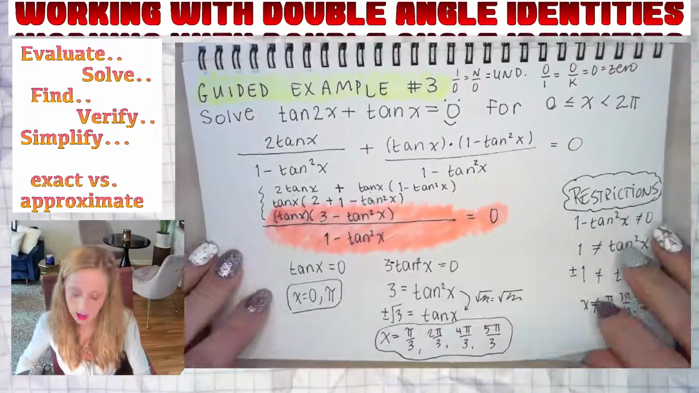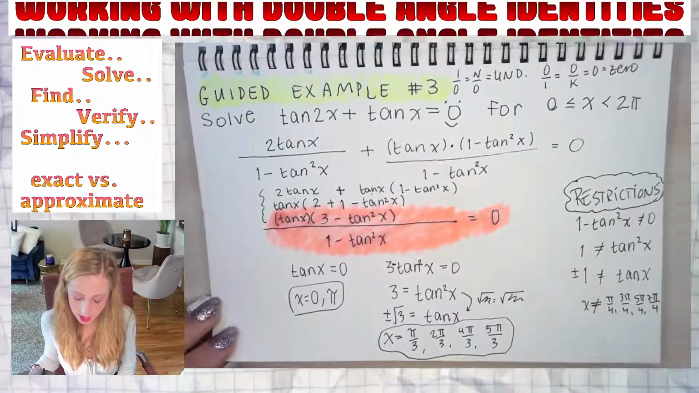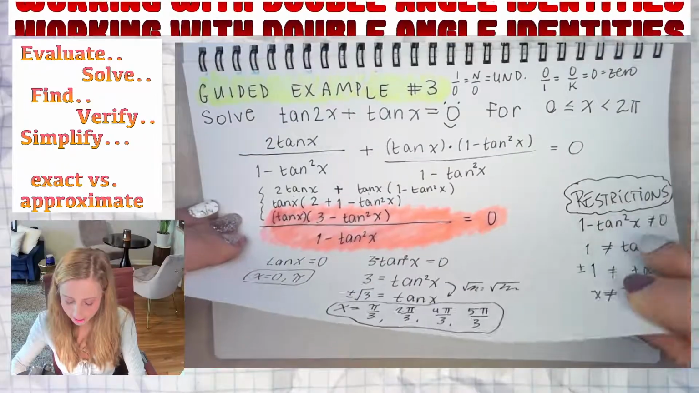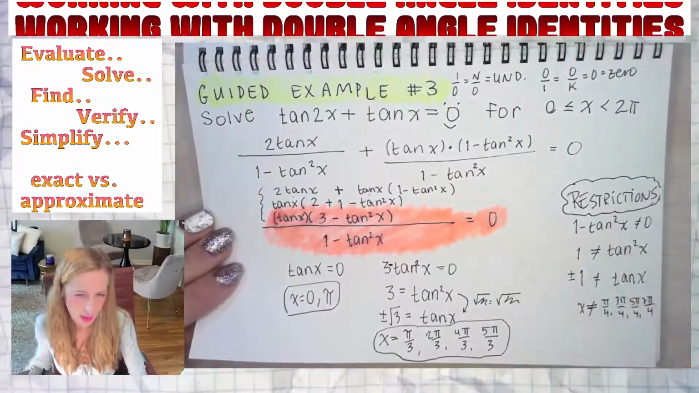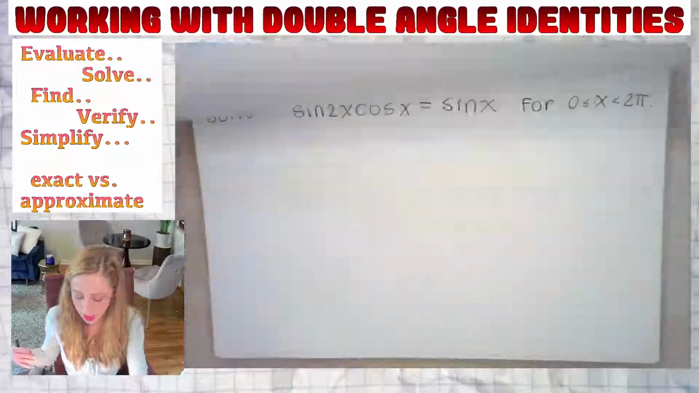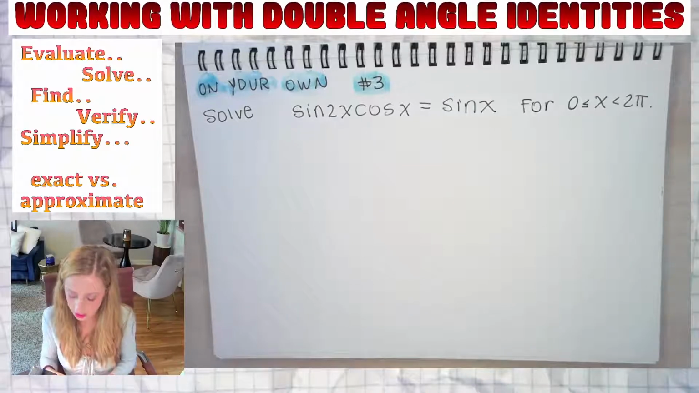That's the end of guided example 3. I hope that there's timestamps on the bottom if you need them for later. But on your own, I picked an easier one. I chose to do the harder one with you, the more challenging one with you. And on your own, you're going to solve this one.